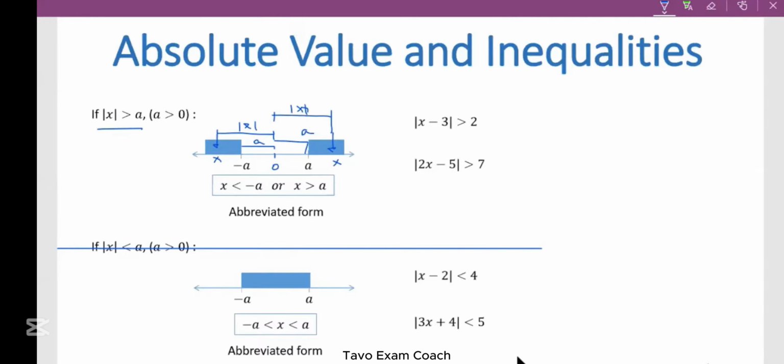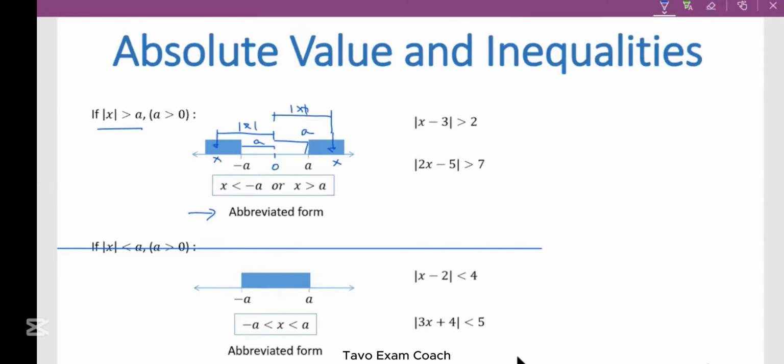x might also be to the right side of a, which is positive, implying that the distance of x to 0 is greater than a units. So x should be less than negative a or greater than a. And that's the abbreviated form to open up the absolute value in this inequality.